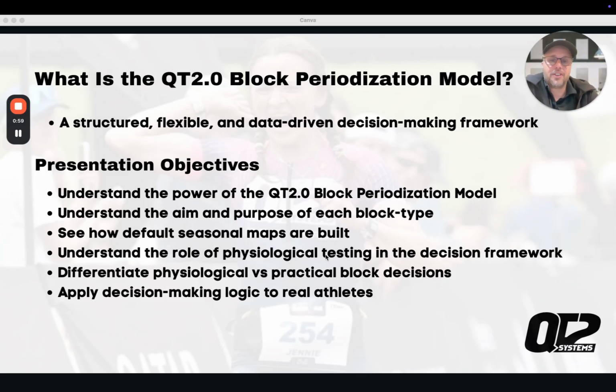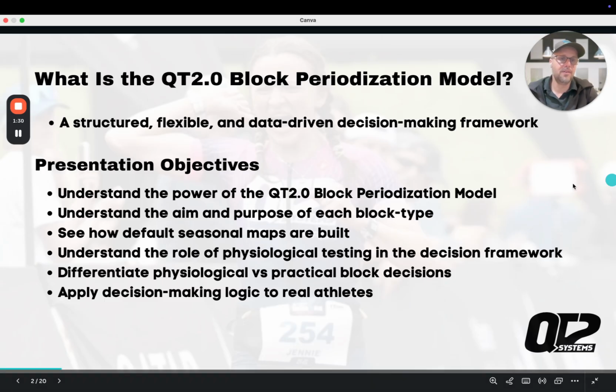Understand the role of physiological testing in the decision framework, differentiate physiological versus practical block decisions, and apply decision-making logic to real athletes. Again, the QT 2.0 block periodization model is a structured, flexible, and data-driven decision-making framework that gives the coach the tools to make informed decisions that are best for the athlete.